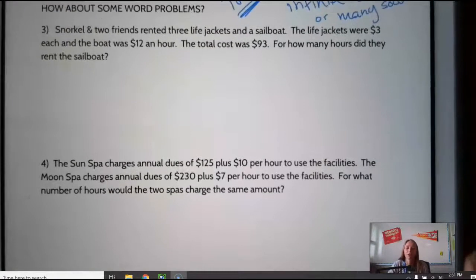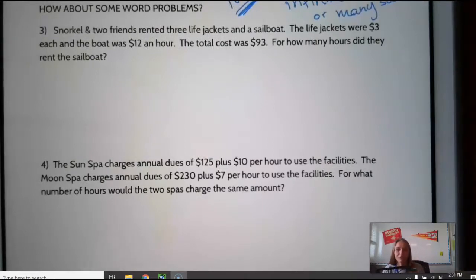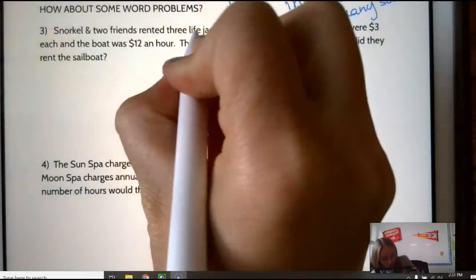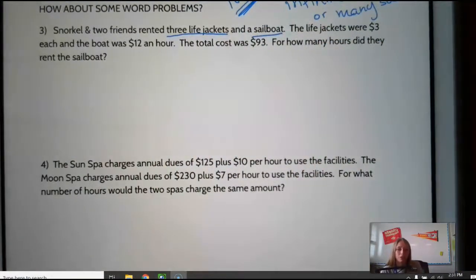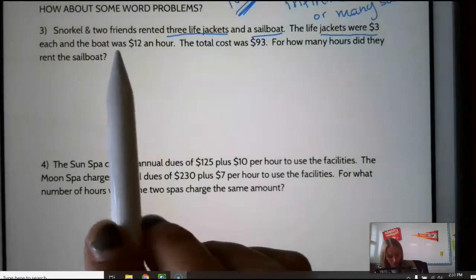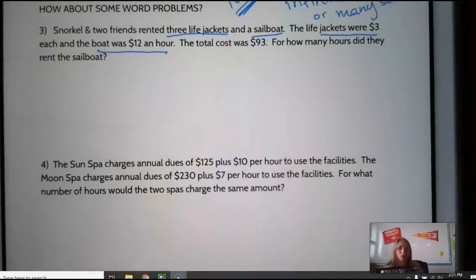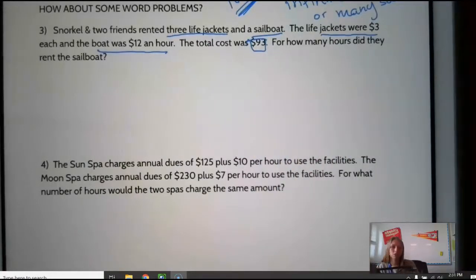Okay, so right here it says Snorkel and 2 friends rented 3 life jackets and a sailboat. So I am automatically going to underline 3 life jackets and a sailboat. It says the life jackets were $3 each, and the boat was $12 an hour. And then the total cost is $93. What it says is, for how many hours did they rent the sailboat?